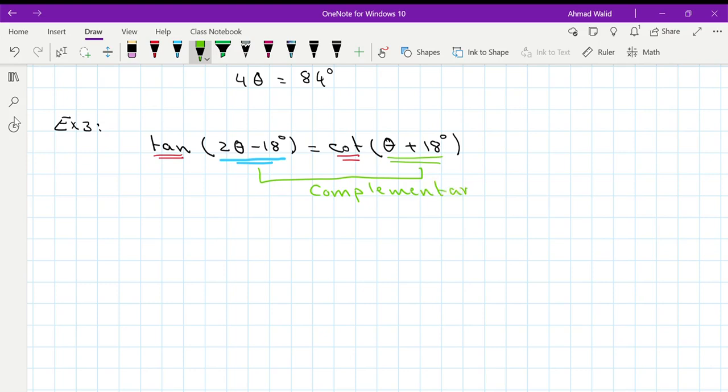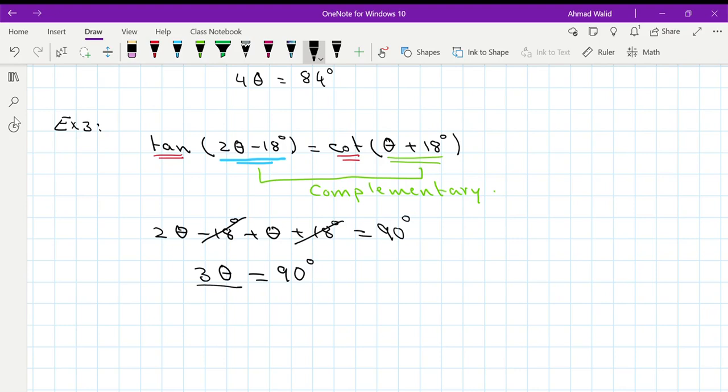I'm writing here for you. Now, relation between the complementary angles, if you add them, they are equal to what? 90. Then I can write 2 theta minus 18 degrees plus theta plus 18 degrees equals 90 degrees. 2 theta plus theta gives you 3 theta. Correct? Negative 18, positive 18 cancels out, equals 90 degrees. Divide both sides by 3, then your theta equals 30 degrees. That's it. You solve another equation.